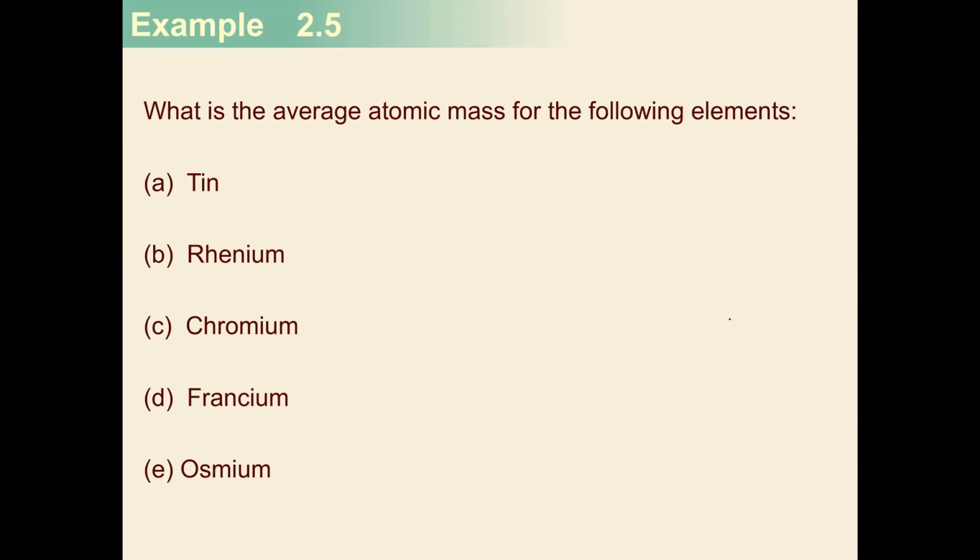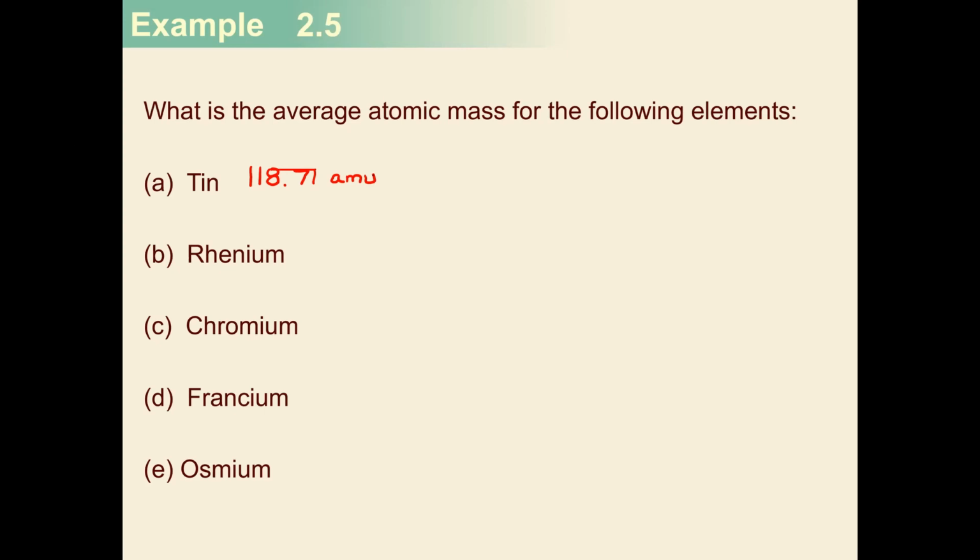So now what we need to do in this last example is determine the average mass for the following elements. This is your way of looking at the periodic table and being able to get the average atomic mass of our species. So let us go and first find the average atomic mass for tin. What is the atomic symbol for tin? Well, that is Sn. So if we look at the periodic table, that mass would be 118.71 AMUs.